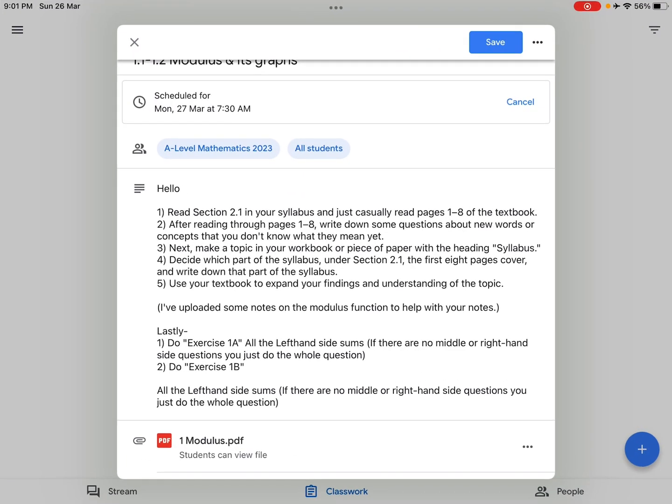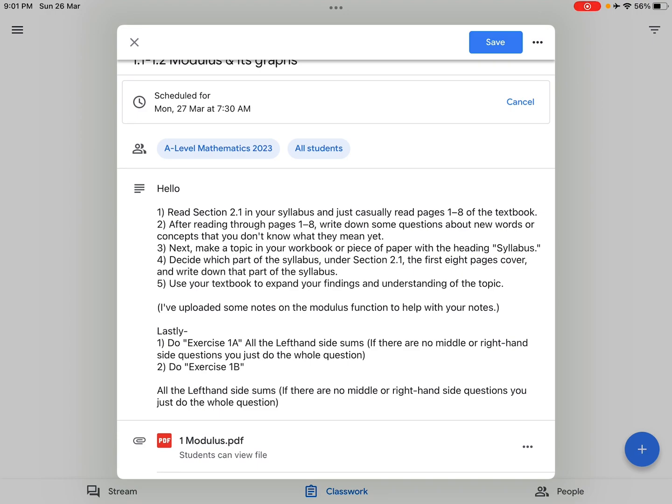Then, after reading through pages 1 to 8, write down some questions about new words or concepts that you don't know what they mean yet. And that word's very important, yet. So the idea of that part is just to show, okay, I am curious about what these things mean. I want to understand them, and you have to understand them the day you read them. Don't wait and say, I'll do it tomorrow. You have to do it today.